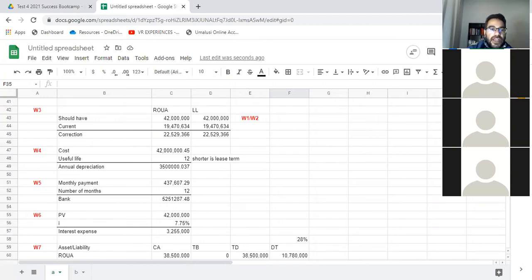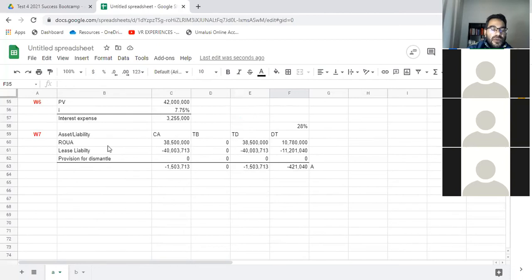So the reason why I included the provision is that these will be the only things relating to right of use assets for deferred tax purposes, from a lessee point of view. Lessee point of view, yeah.